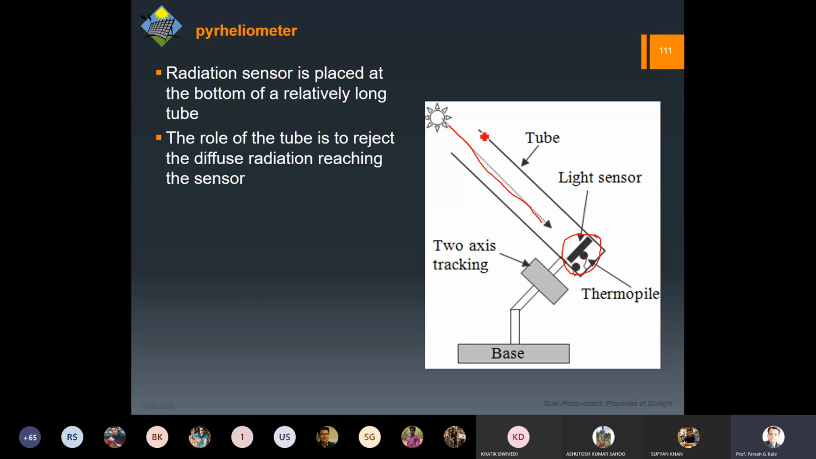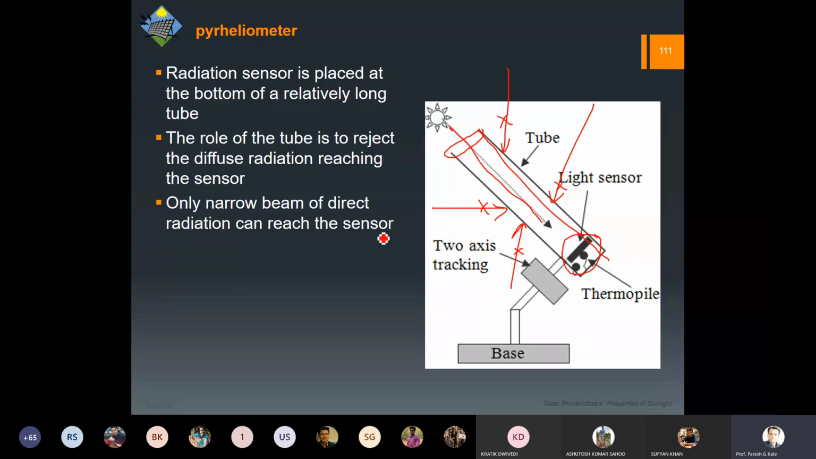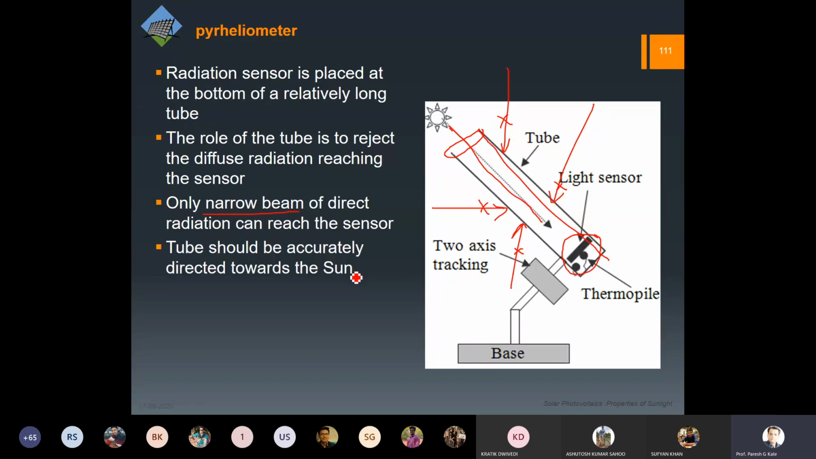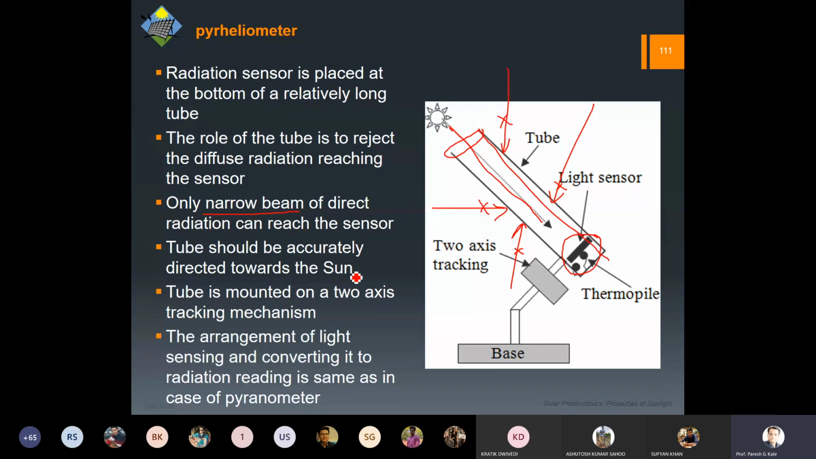Now what happens is, you can understand that this length is helping us. So only direct radiation will come. If there is anything diffuse, it will be blocked by this length of the tube, and it is not going to enter. And as we are making use of tracking, this whole tube, this inlet, is aligned to the sun's radiation. So only a narrow beam of direct radiation is going to reach the sensor, and all the diffuse would be blocked out. That's why the pyranometer works on the same principle, but it gives us the diffuse radiation.